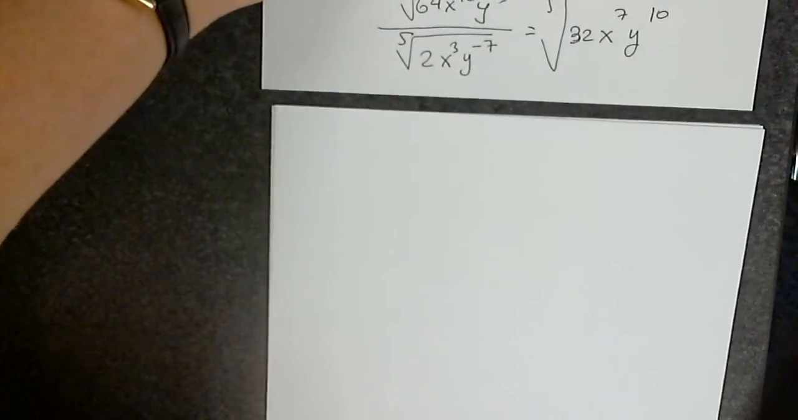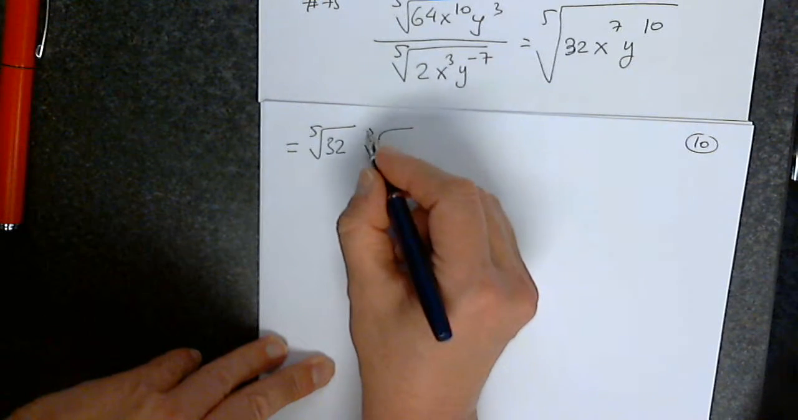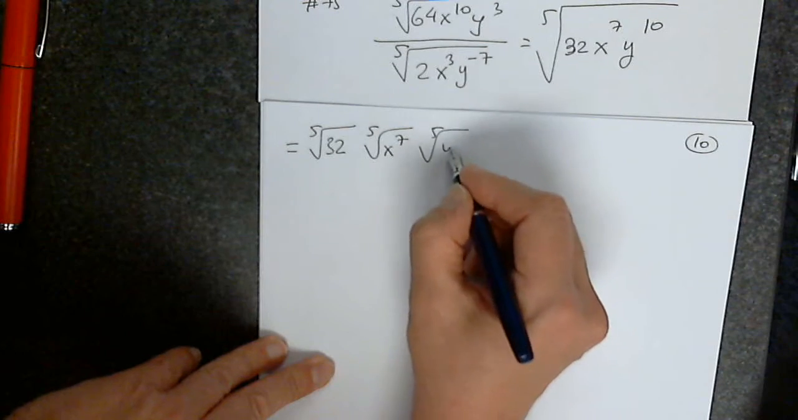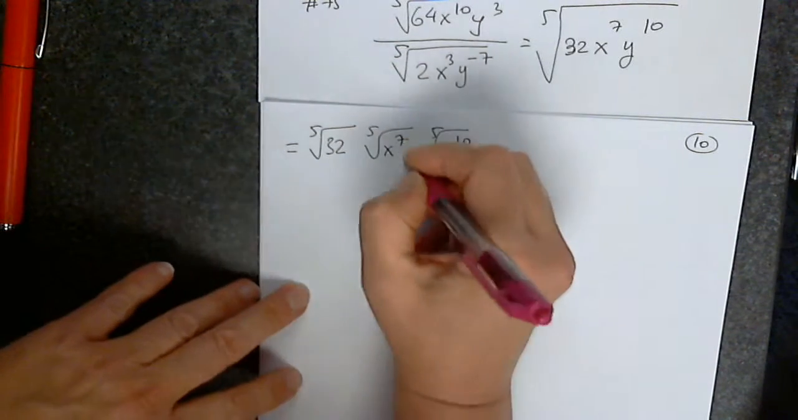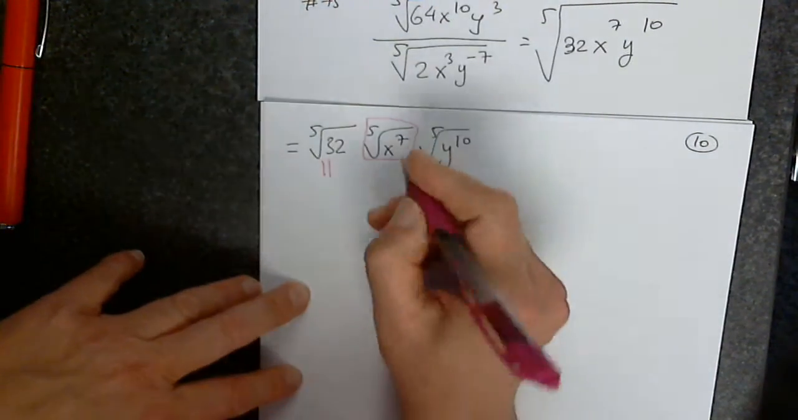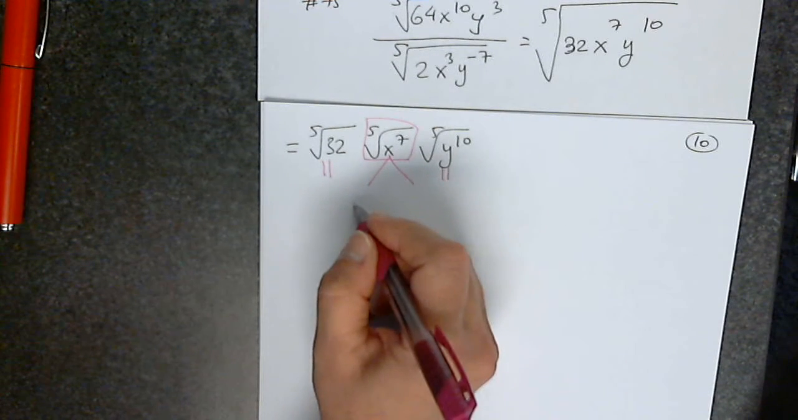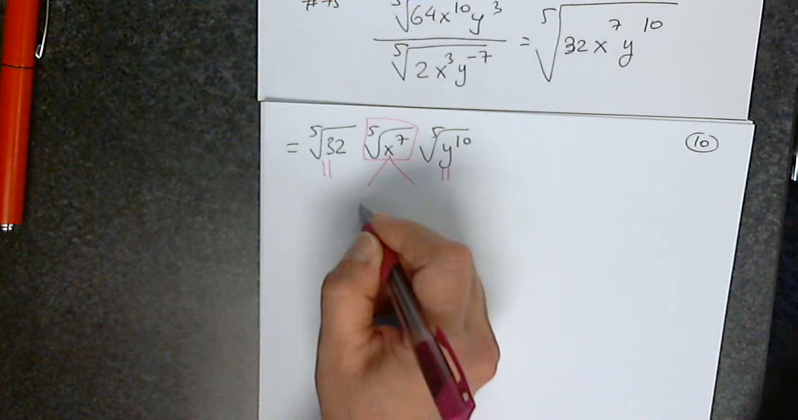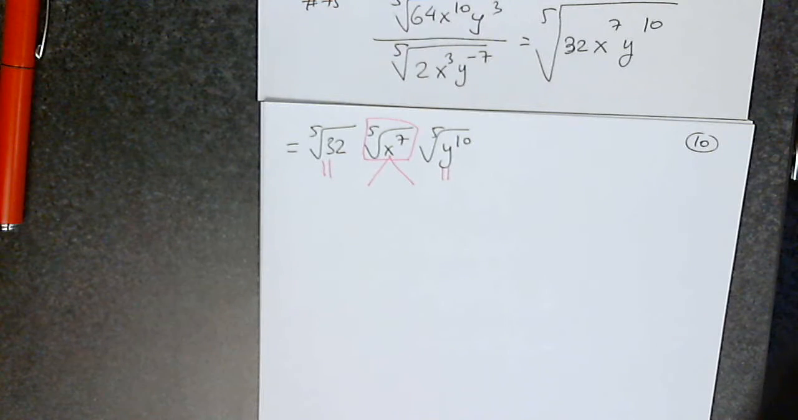I claim that 2 of these are nice and friendly, and 1 of them is not. So I have the 5th root of 32, the 5th root of x to the 7th, and the 5th root of y to the 10th. 2 are nice, 1 is not. Which one is not? X. Yes, this one is not. This is nice, this is nice. Therefore, I have to split x to the 7th, because 7 divided by 5 is not an integer. Four and 3 will not work because 4 is not divisible by 5 and 3 is not divisible by 5.